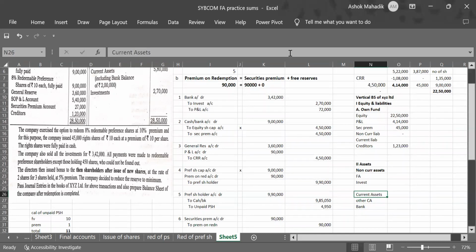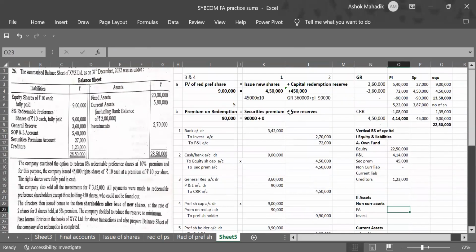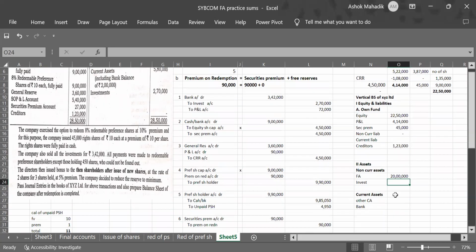Okay, you know what are current assets. So apart from current assets, the other items are termed as non-current, that is fixed assets and investment. So fixed asset we haven't touched anything, so it will remain as it is, 20 lakhs. Clear? 20 lakhs. Next, current assets. As I told you, current assets include bank balance of 2 lakhs. So other current assets will be 3,80,000. So I'll write other current assets as 3,80,000.